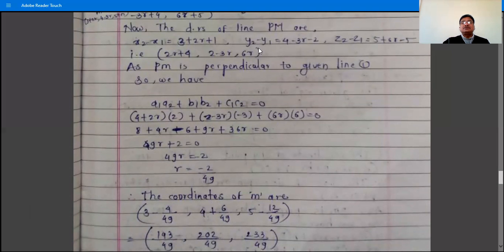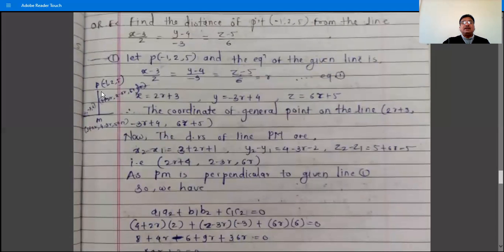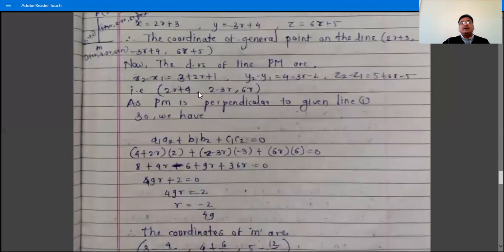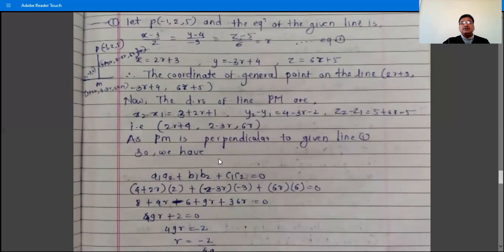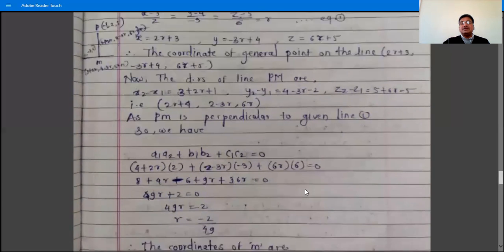So the direction ratios of line PM are 2R plus 4, 2 minus 3R, and 6R after simplification. And the direction ratios of the given line are 2, minus 3, 6. Therefore we have (2R plus 4) into 2 plus (2 minus 3R) into minus 3 plus 6R into 6 is equal to 0.